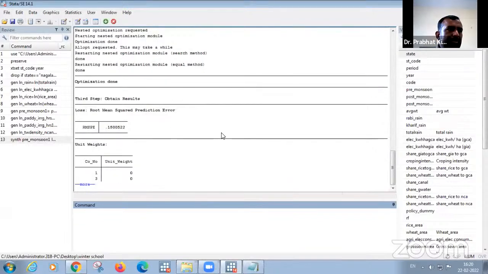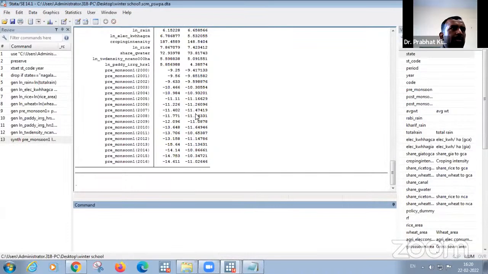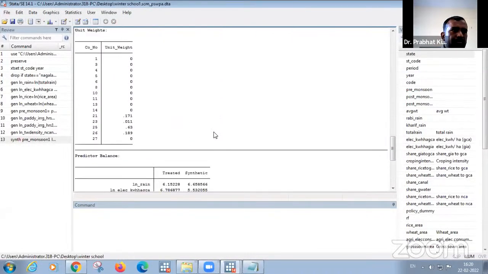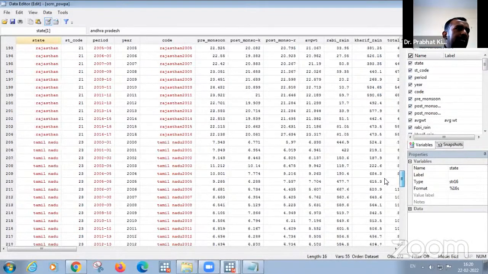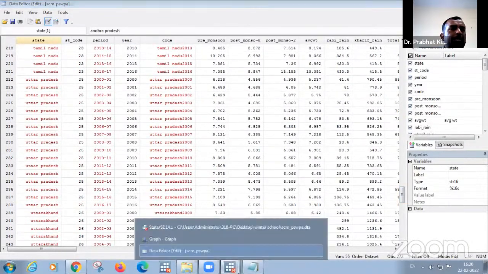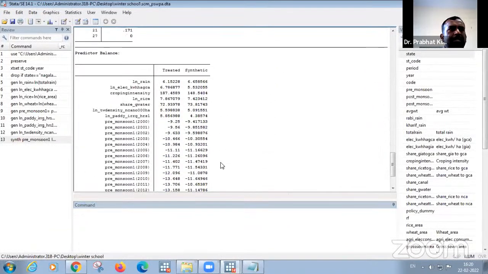Based on that, earlier I think someone was asking about the mean squared prediction error and this one. Here we have the error weights we were considering. If you see the weights for constructing the counterfactual, suppose for 21, 23, 25, these are the states where weight is being assigned. Yeah, is the screen visible or not?